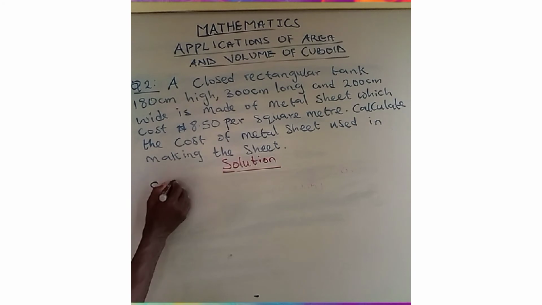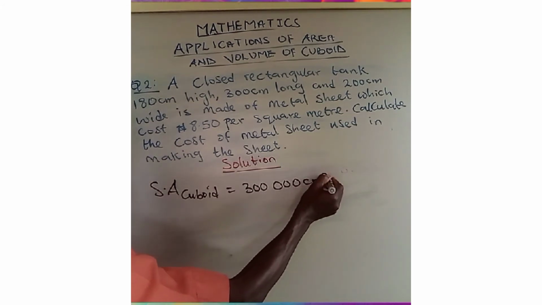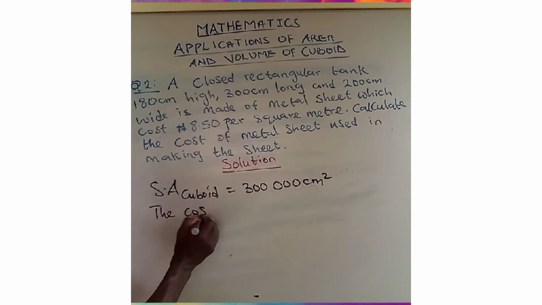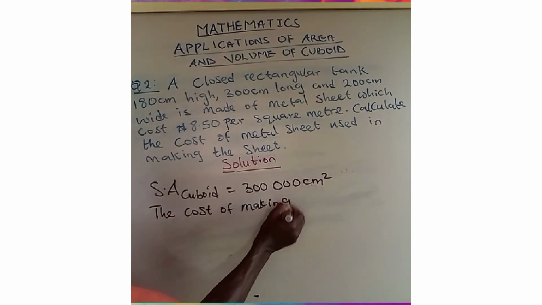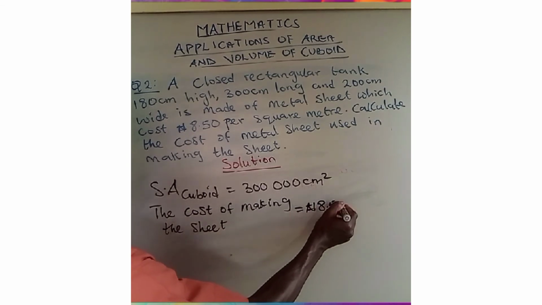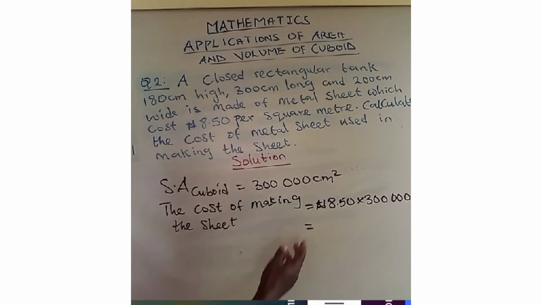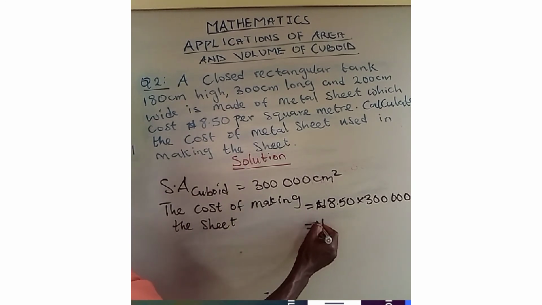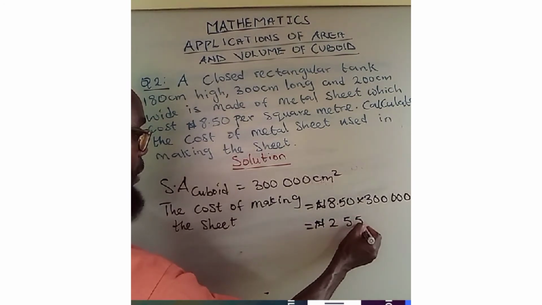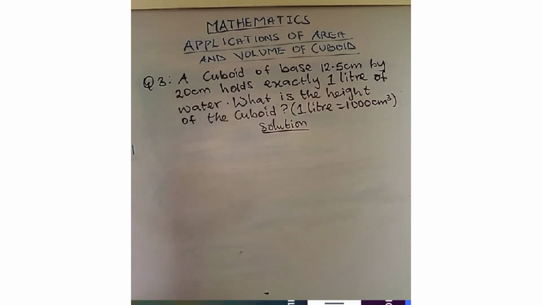So if the surface area of that cuboid that we got equals 300,000 centimeter square, then the cost of making the sheets equals 8 naira 50 kobo multiplied by 300,000. Using our calculating machine to multiply this, we are going to have 2,550,000 naira.